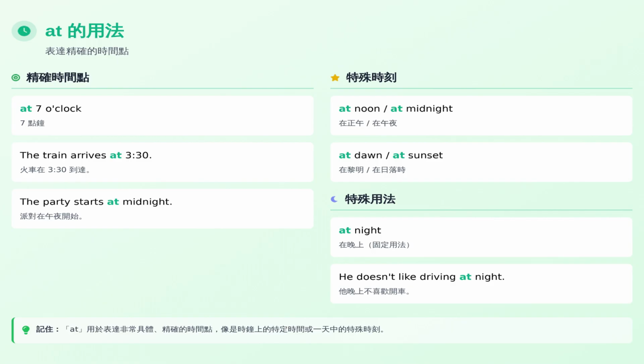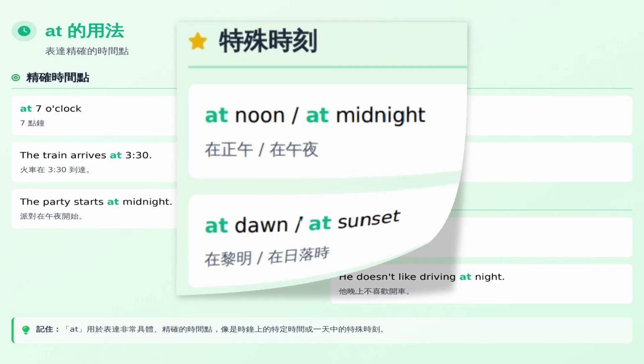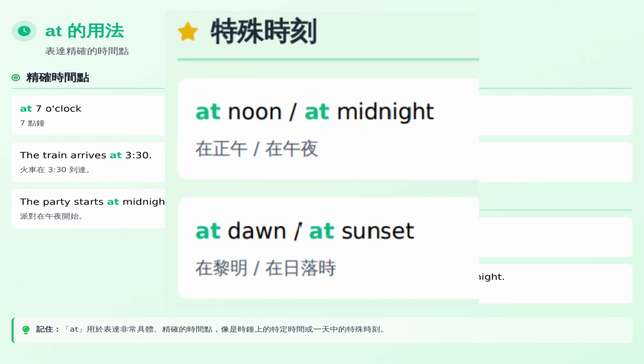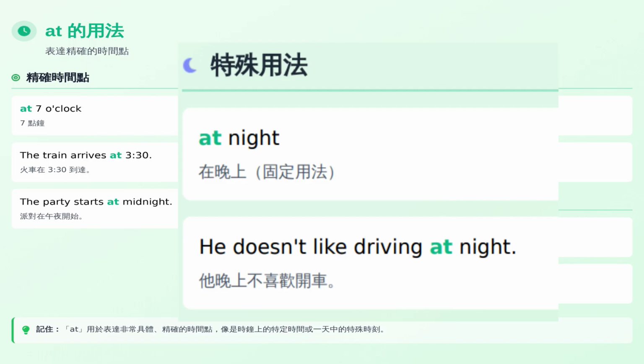Use of at, to express a precise point in time. Exact time. For example, at 7 o'clock, the train arrives at 3:30. The party starts at midnight. Special times. For example, at noon, at midnight, at dawn, at sunset. Special usage. For example, at night. At night. Fixed usage. He doesn't like driving at night.